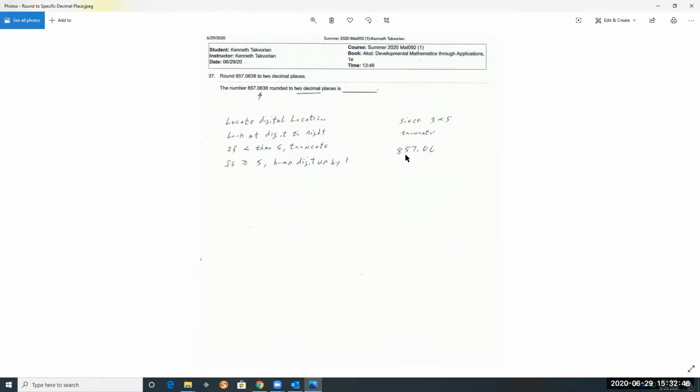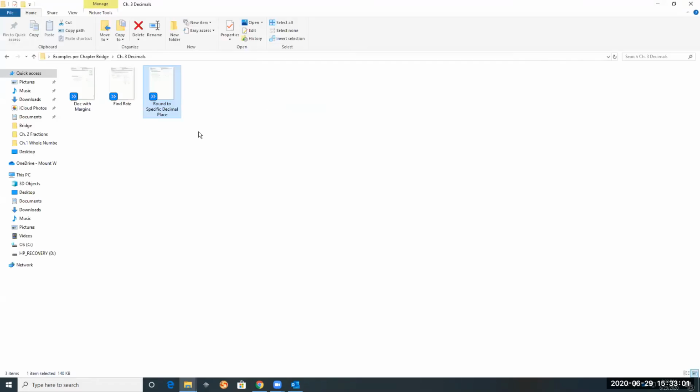So the answer is 857.06. Not 0.060, because that would be 3 decimal places, 0.06. Let's go look at another problem. Let's find the rate, ratio or rate.